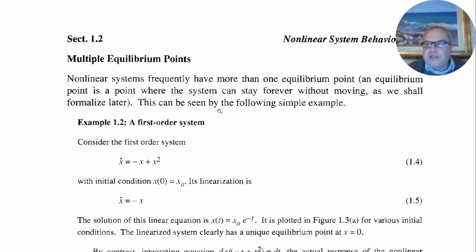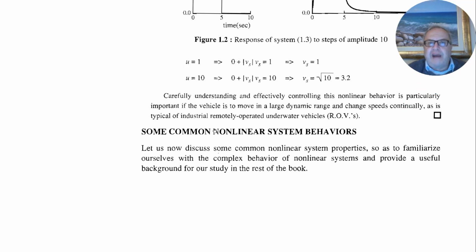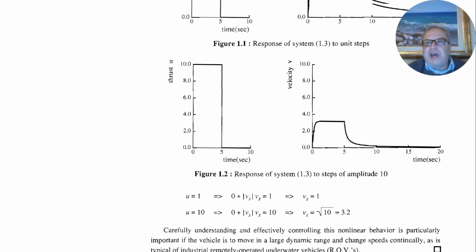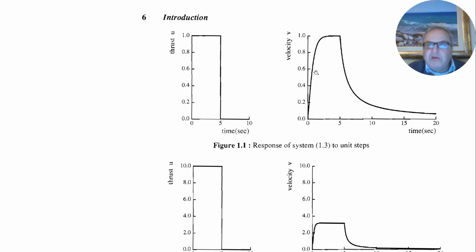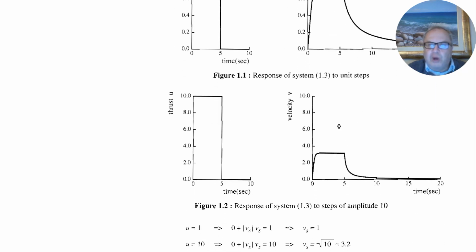The first thing that we have seen here is that if the input of your system is multiplied by a factor, it is not necessary that the output is multiplied by the same factor. So this input from 1 is multiplied 10 times, but this output is not multiplied by 10. On the contrary, this output is now smaller.